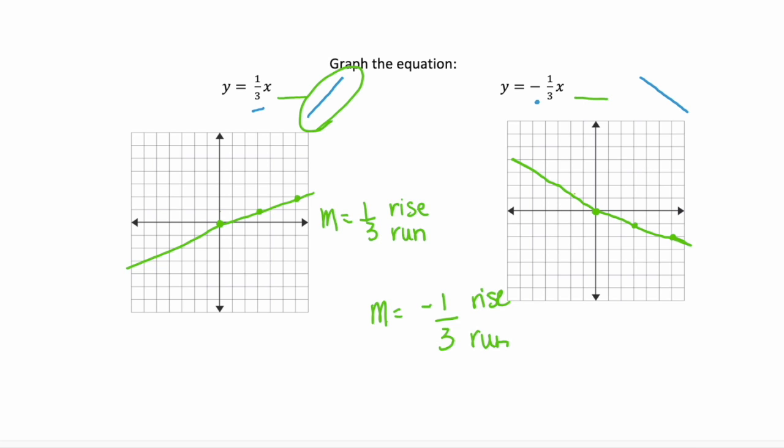And again, the slope of this line follows what we thought it should be, a negative slope. It should slope downward.